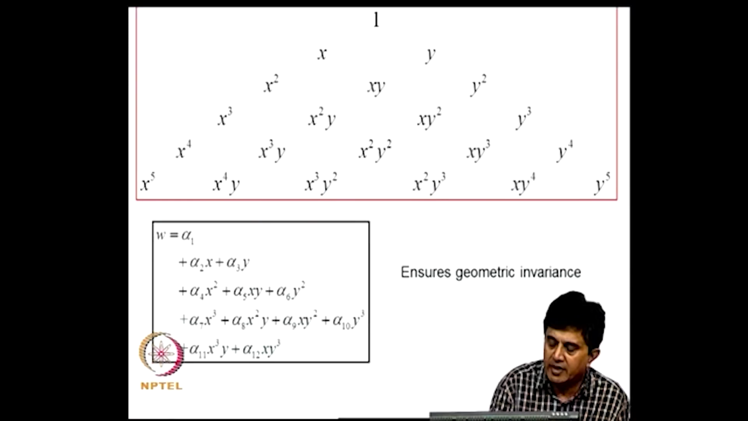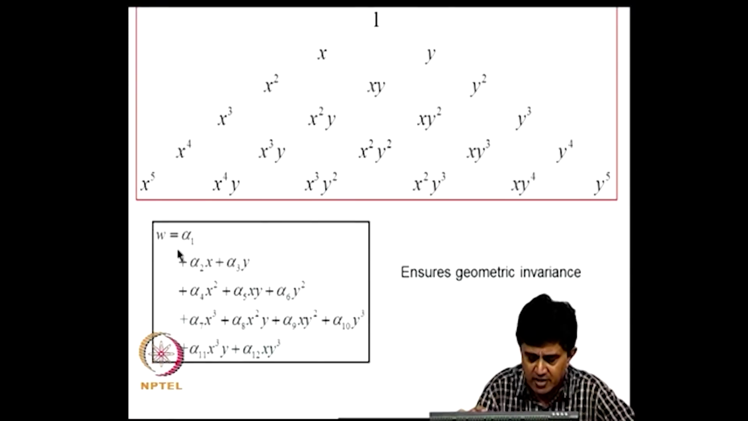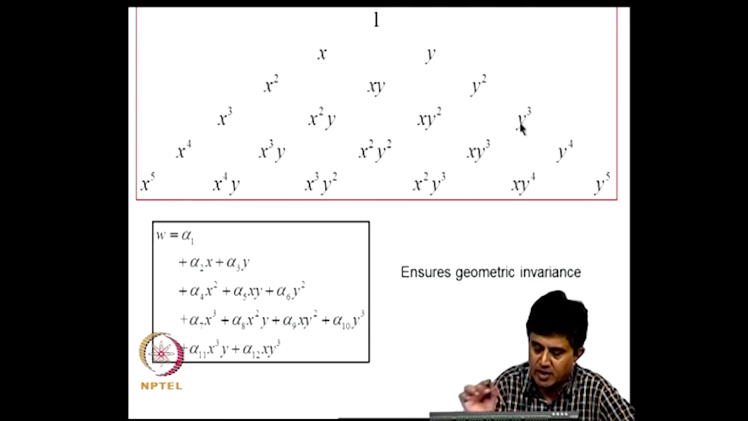So, how do we represent that? We will start with Pascal's triangle; we need 12 terms from this. So, I will start with 1, x, y, x square, x y, y square, then x cube, x square y, x y square, y cube. When I reach this stage I have exhausted 10 terms, and I have to pick 2 more terms now.